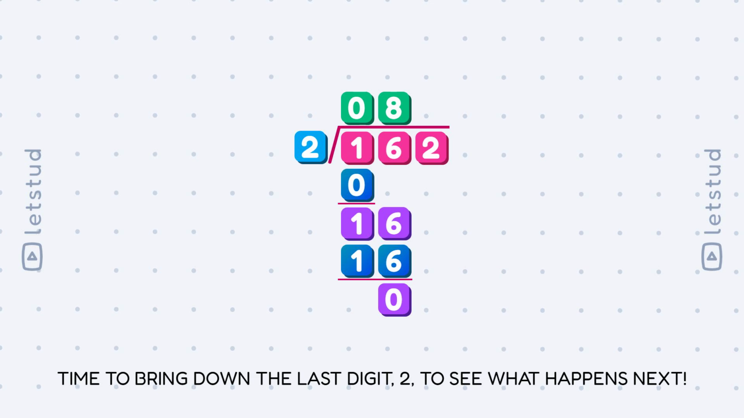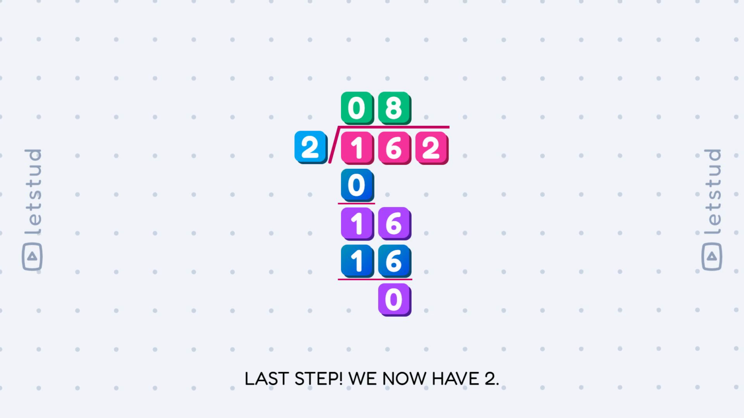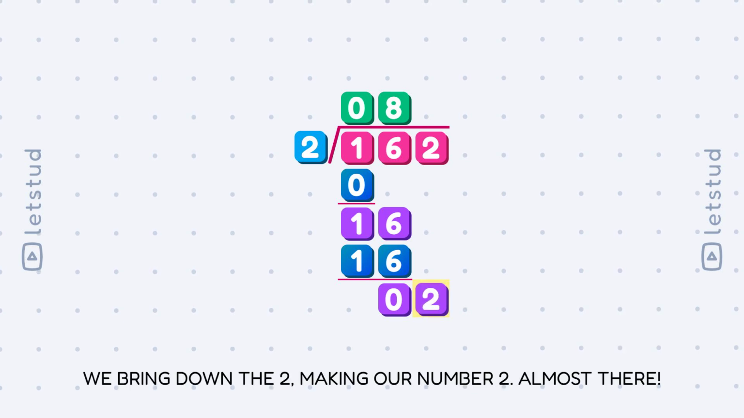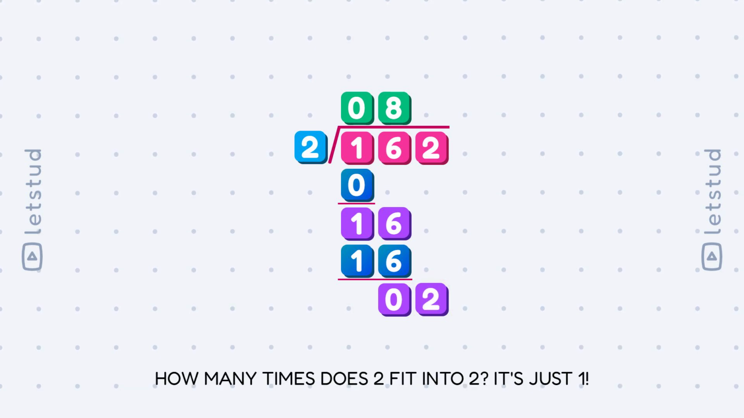Time to bring down the last digit 2 to see what happens next. Last step, we now have 2. We bring down the 2, making our number 2, almost there. How many times does 2 fit into 2? It's just 1. Let's double check.